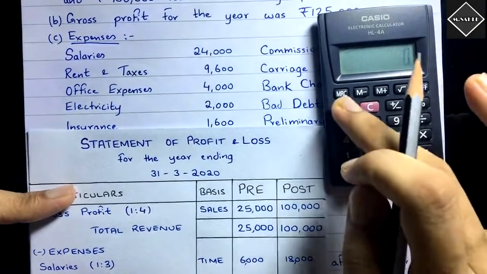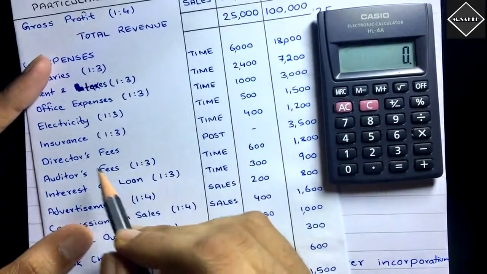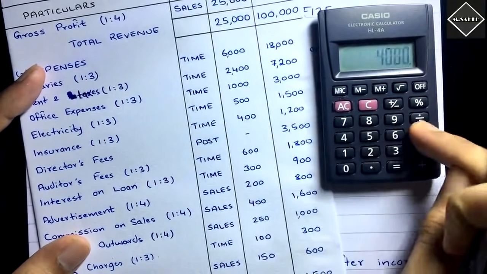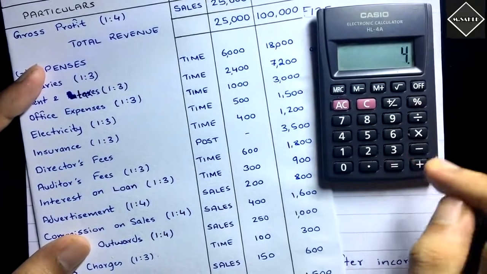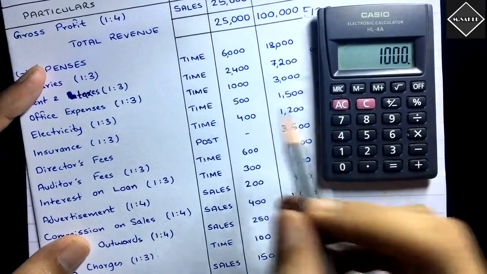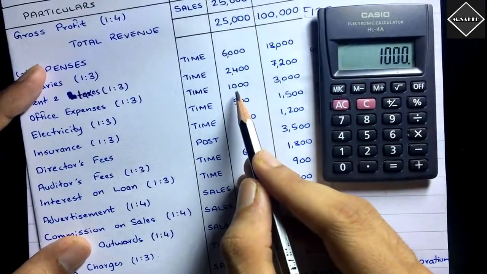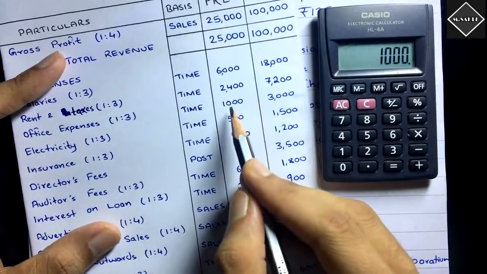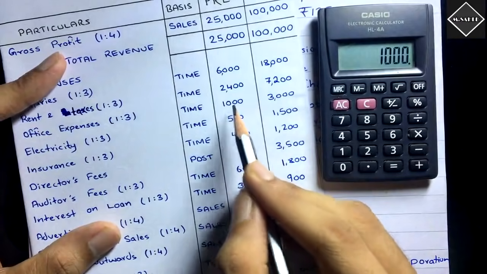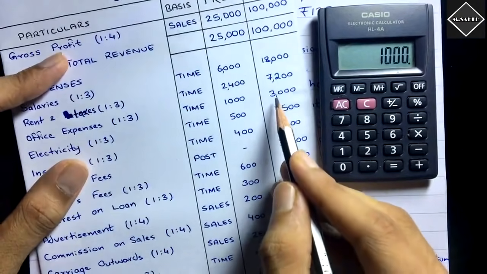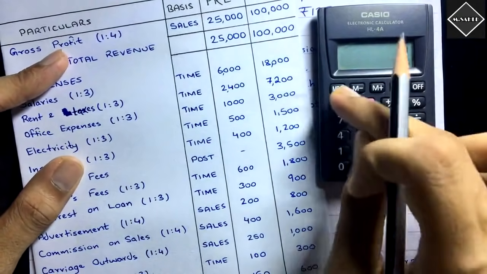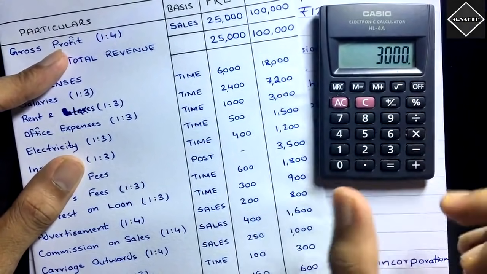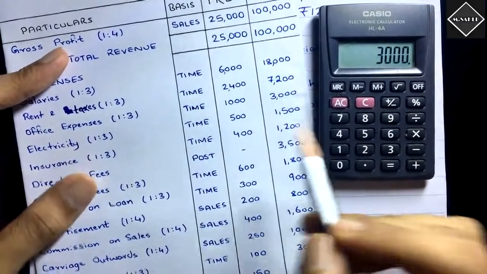Okay, 4,000. So here office expense, as you can see, 1:3, right? So 4,000 into 1 divided by 4, that gives you 1,000. So 1,000 goes to the pre column, and then the total is 4,000. So you can immediately understand, if 1,000 goes to pre, then the remaining of 4,000, that is 3,000, will go to post. Yes, 4,000 minus 1,000, remaining is 3,000, it will go to post column. Simple.